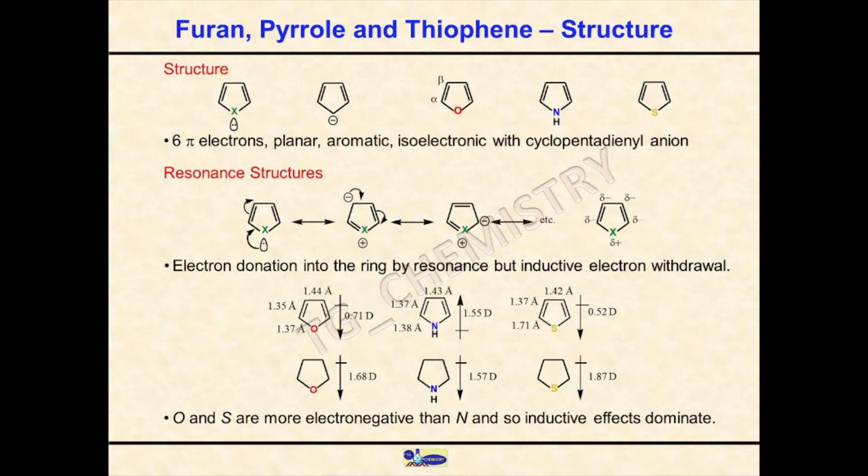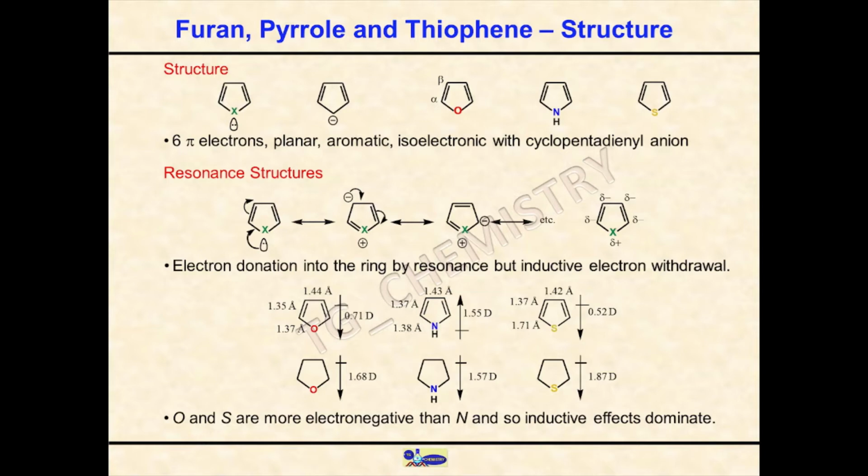And on the right side you see the general structures of furan, pyrrole and thiophene, and the assignment of adjacent atoms of the heteroatoms in the ring structure. These heterocyclic compounds have 6 pi electrons. They are planar in structure and they are aromatic in nature.